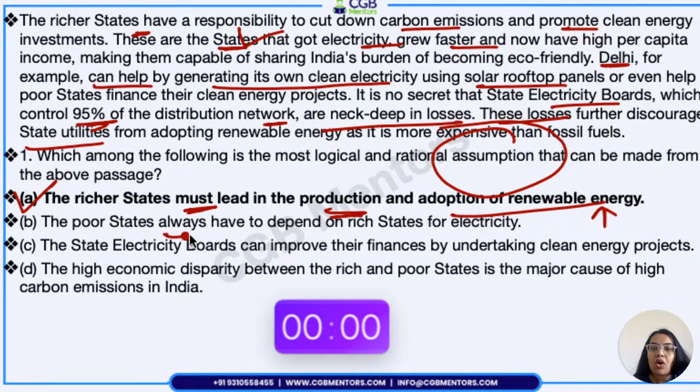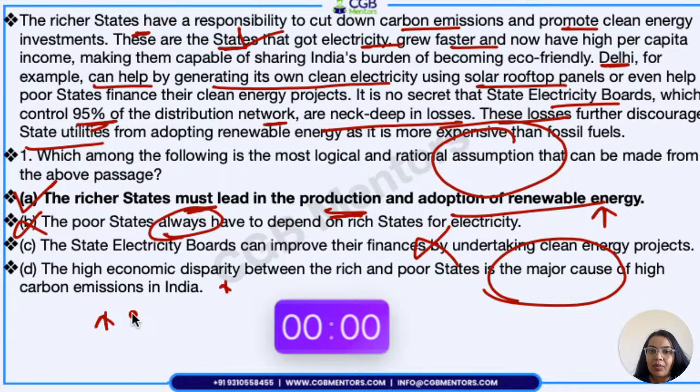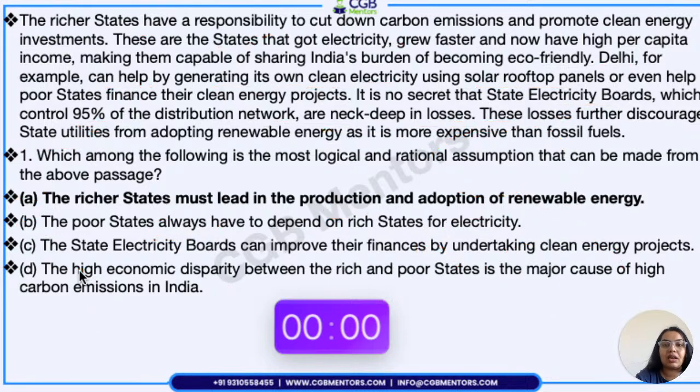The poor states always have to depend on rich states. We don't get any hint about this in the passage, so it is an irrelevant option. State electricity boards can improve their finances by undertaking clean projects. This is factually wrong, because the passage says something else. The high economic disparity is a major cause of high carbon emissions. Again, if the author had talked about the major cause or causes of carbon emissions, he would have focused on it, which the author hasn't. So D will also not be your answer.